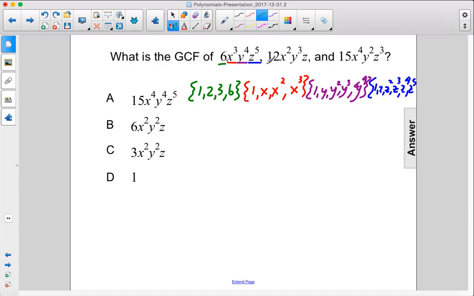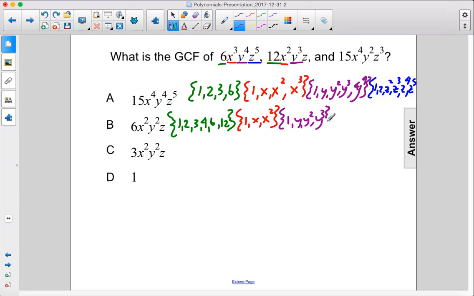And then we move on to the next one, 12. So I'm going to go this way. The factors of 12 are 1, 2, 3, 4, 6, and 12. All right, for x squared, we have 1, x, and x squared. For y to the third, we have 1, y, y squared, and y to the third. And finally, for z, we have 1 and z.